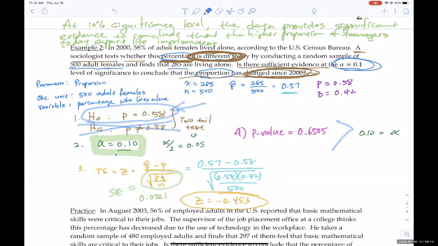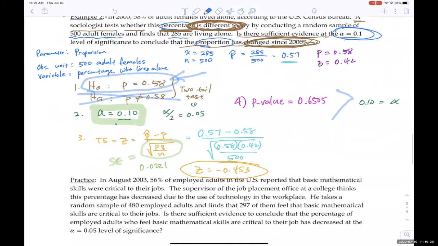right? For females who live alone, the proportion hasn't really altered all that much, hasn't changed significantly enough for us to say that it has actually increased or decreased or otherwise. It has stayed around the same. So that's why we could reject the alternate hypothesis, and do not reject the null hypothesis here.